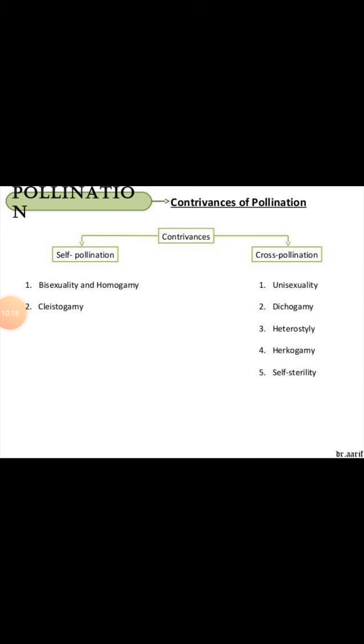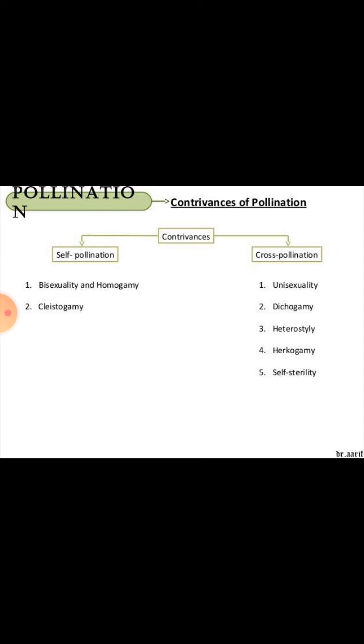See what the contrivances of pollination are, as seen here. Here two are drawn: one is called self-pollination, another is called cross pollination. Self-pollination is possible with bisexual or homogamous flowers. Cleistogamy, what is meant by cleistogamy? Closed marriage. I told you the best example is Commelina.